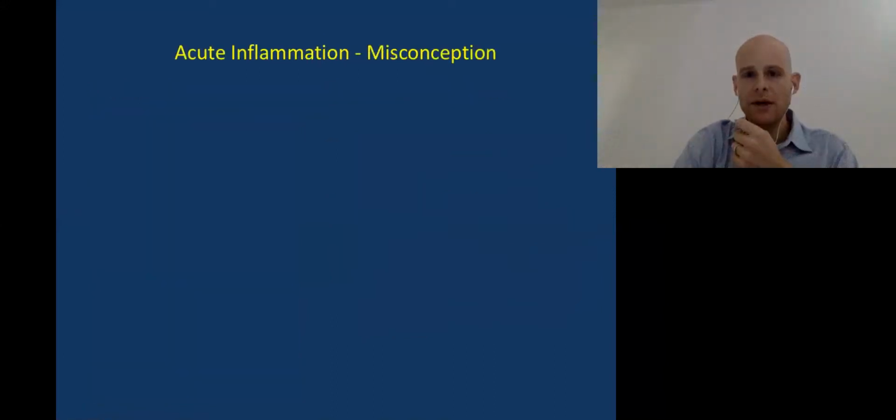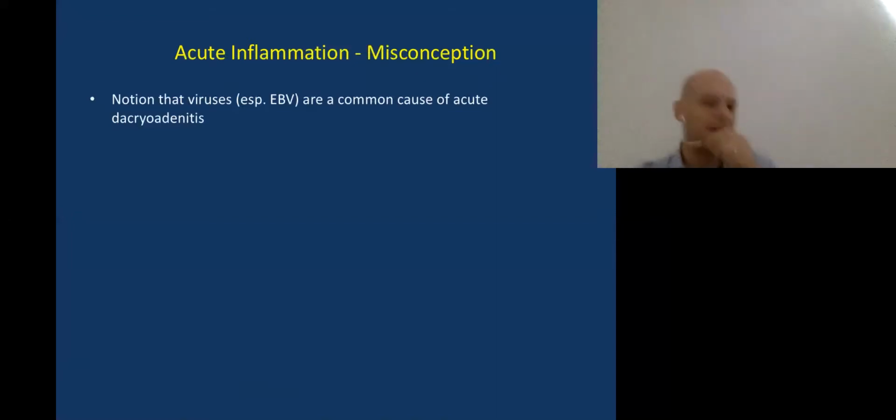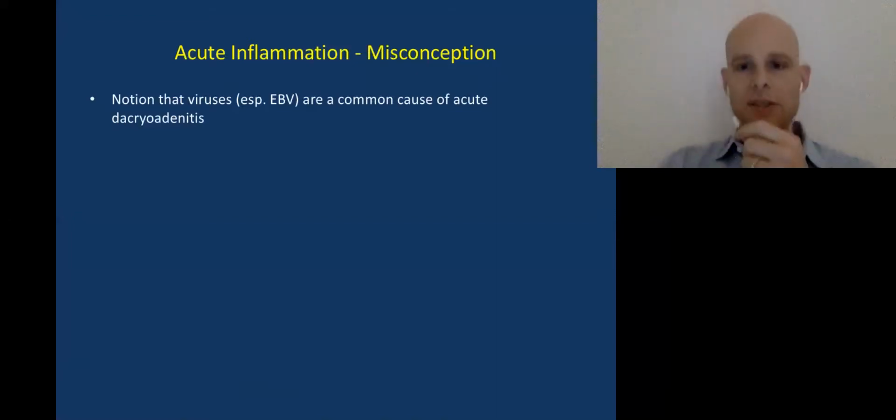Perfect. I'm going to just briefly talk about a misconception. And again, I don't know if this is something that is more of a North American or a Canadian thing, but I often get patients referred to me with acute inflammation, or I often will hear talks or hear somebody who isn't necessarily in oculoplastics. And there's always this notion that viruses, especially mononucleosis or Epstein-Barr virus, is a common cause of acute dacryoadenitis. This is kind of something that you'll see in textbooks, something that maybe was taught to people during residency a while ago. And I just want to briefly discuss it because it's something that I hear often.